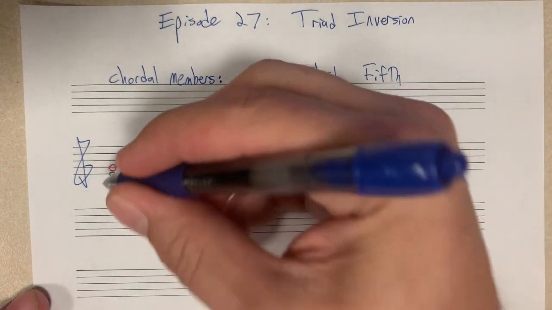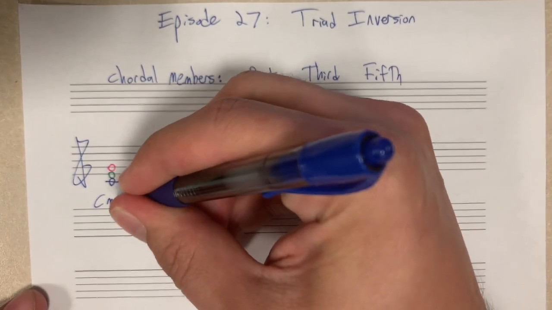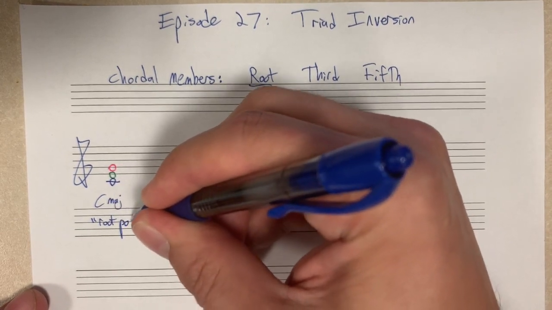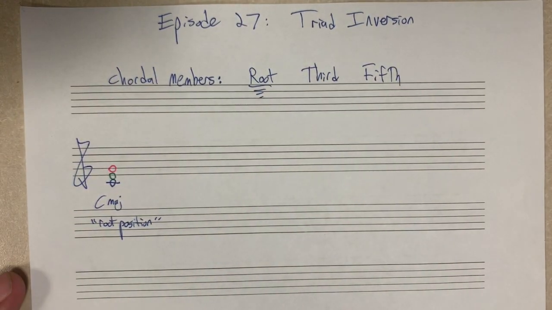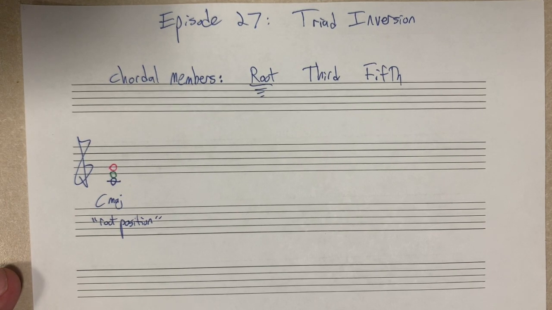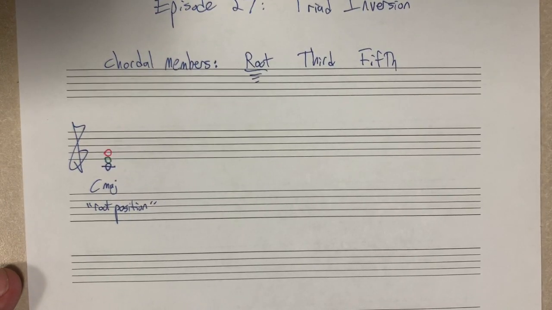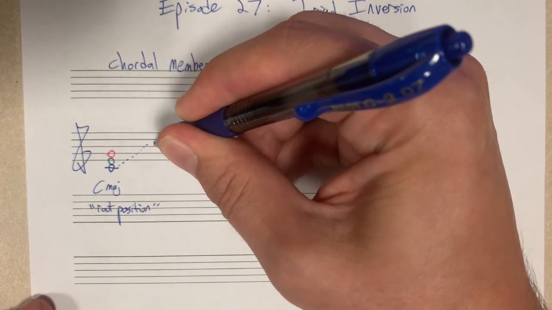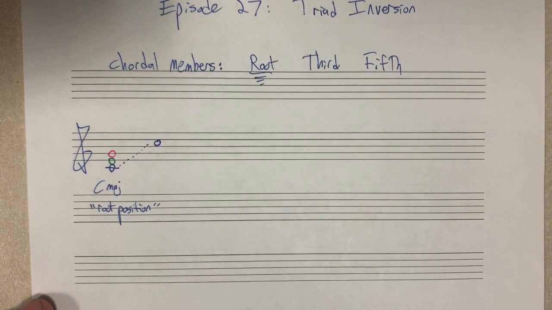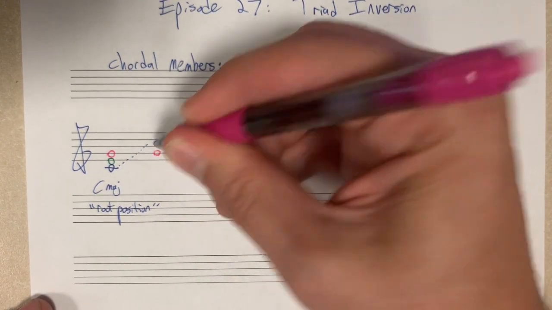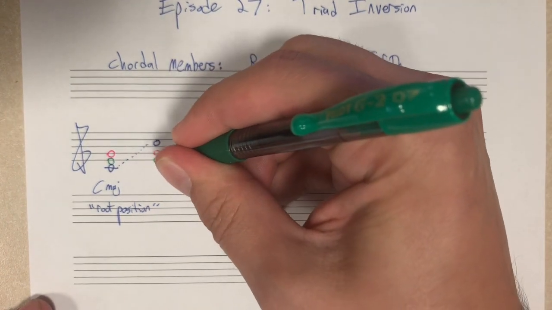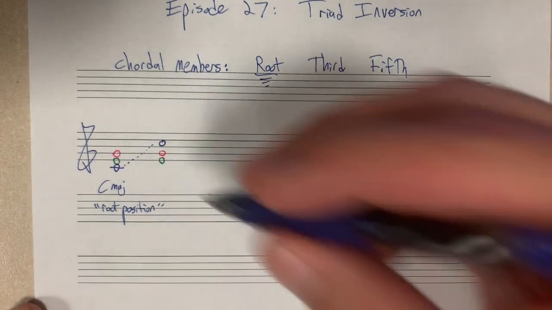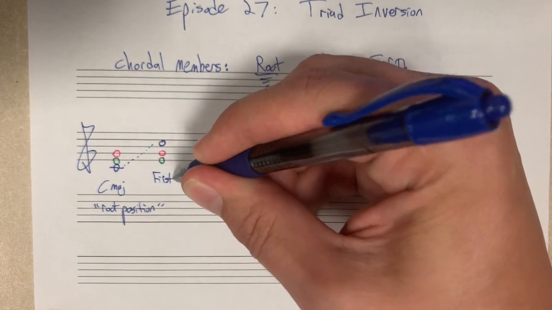Now, we call this a C major triad, right? And we call this root position. In root position, the root is in the bass. What we can do is change this around. We can pop this note up an octave, just like with interval inversion, but now there's more than 2 notes. And these guys can stay in the same place. And now it's still a C major triad, but we call it first inversion.